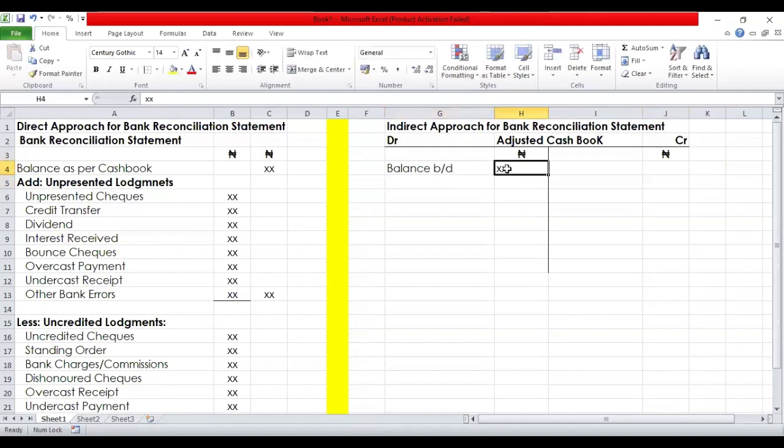Assuming that the cash book has a debit balance, because it's normally supposed to have a debit balance, except otherwise. If it is a credit balance, it is going to be at the credit side. If you have a debit balance, it's going to be at the debit side. Then what are the things that increase it, to be at the debit side? Such as credit transfer. You transfer money to your account. Credit transfer.